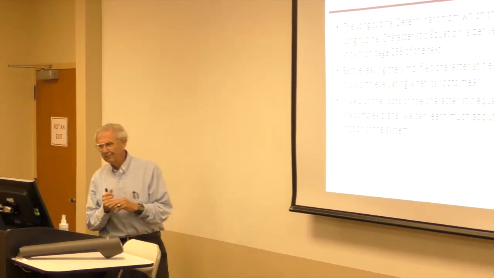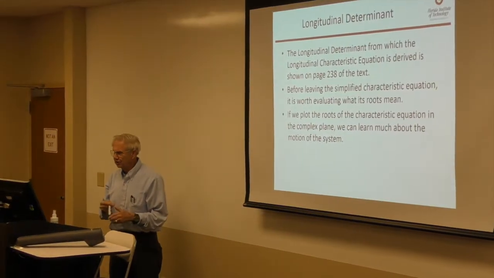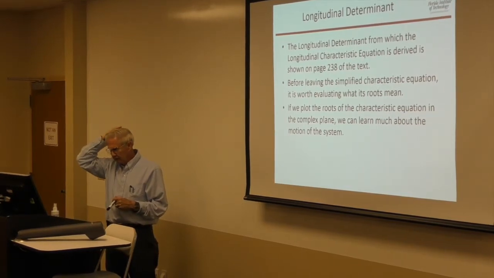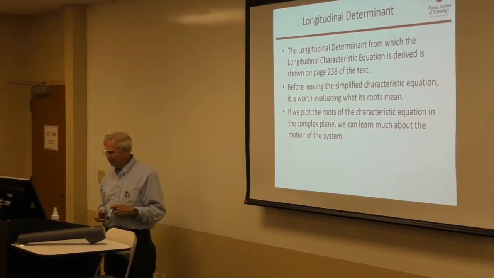And the transfer function is obtained by applying Cramer's rule of determinants to the coefficient matrix obtained from the equations of motion. Here's where we start. Dynamics is where we deal with the equations of motion. And the longitudinal determinant from which the characteristic equation is derived. I just quoted the textbook there because that determinant is pretty big.